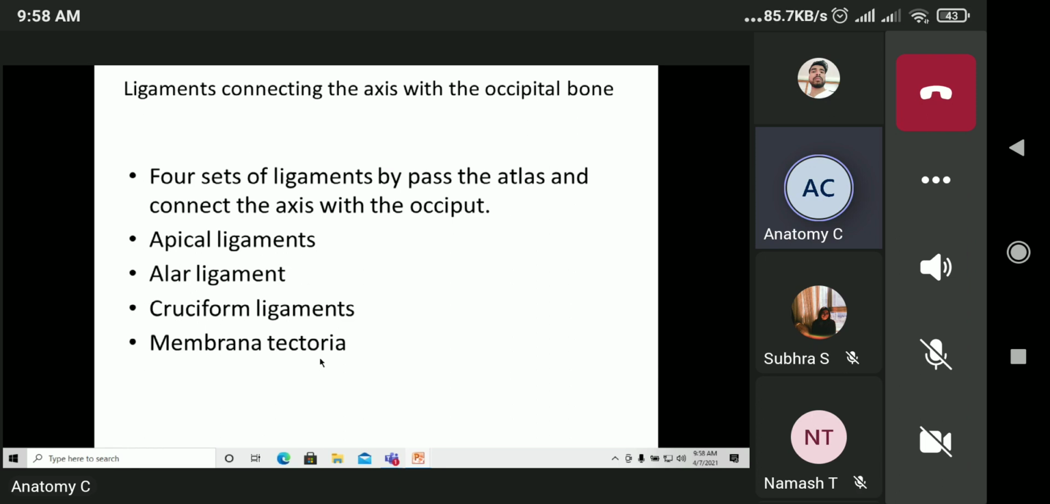Do you remember this? If you remember, hello, understood? Oh my God, haven't you studied that the foramen magnum is divided into anterior and posterior?